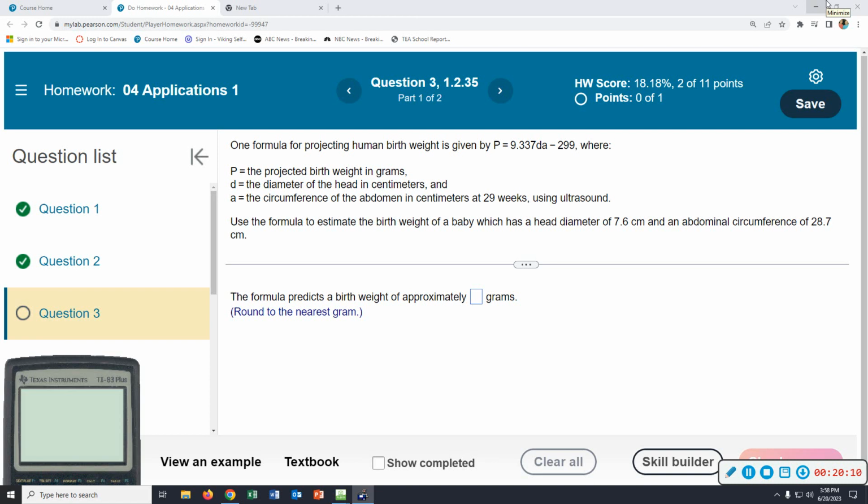Now let's see. We need to use the formula to estimate the birth weight of a baby which has a head diameter of 7.6 centimeters. So that's the diameter of the head. So D is 7.6. And an abdominal circumference of 28.7. So the 28.7 is A.